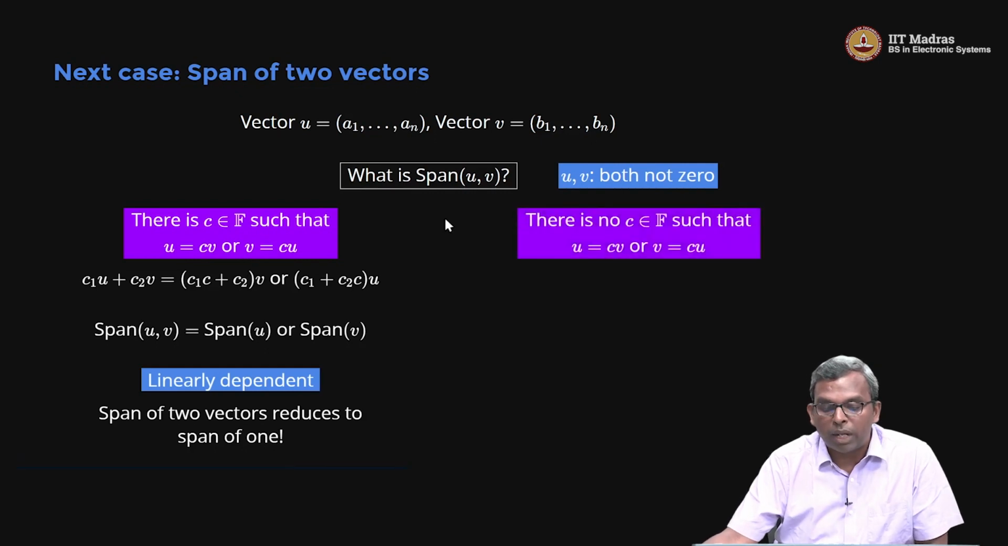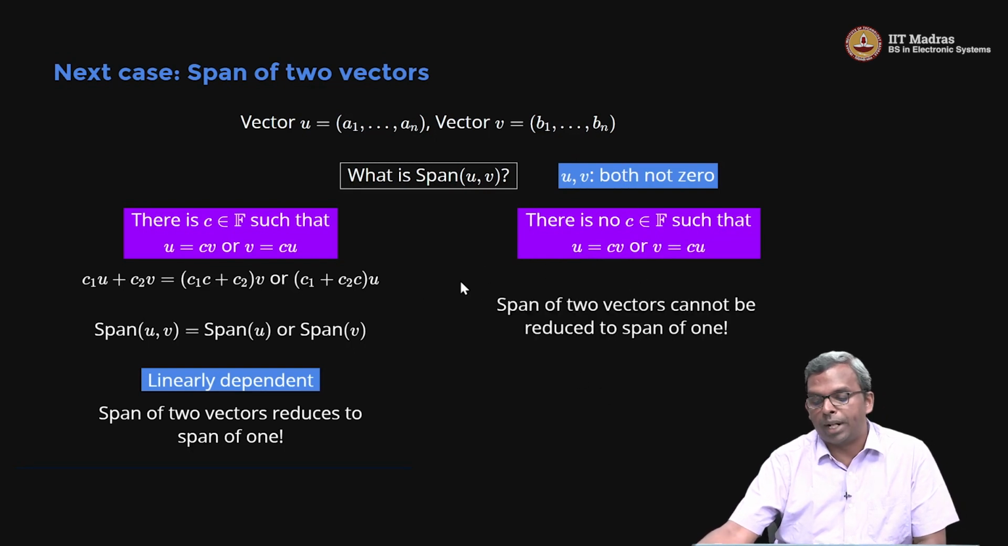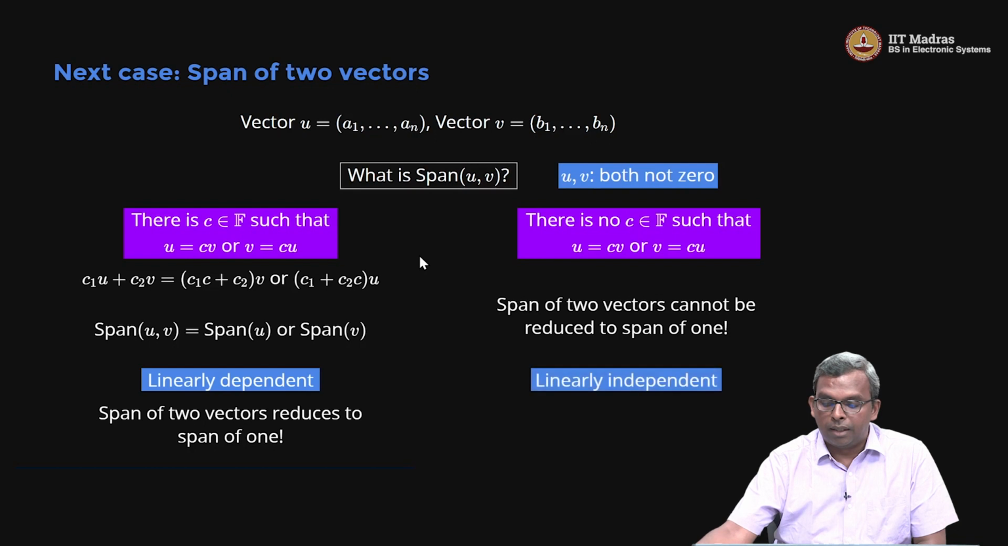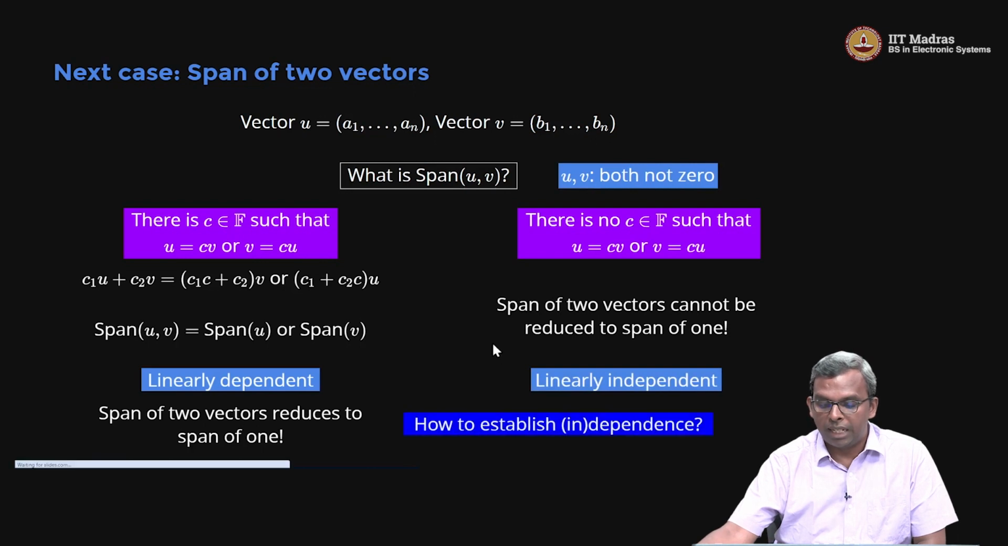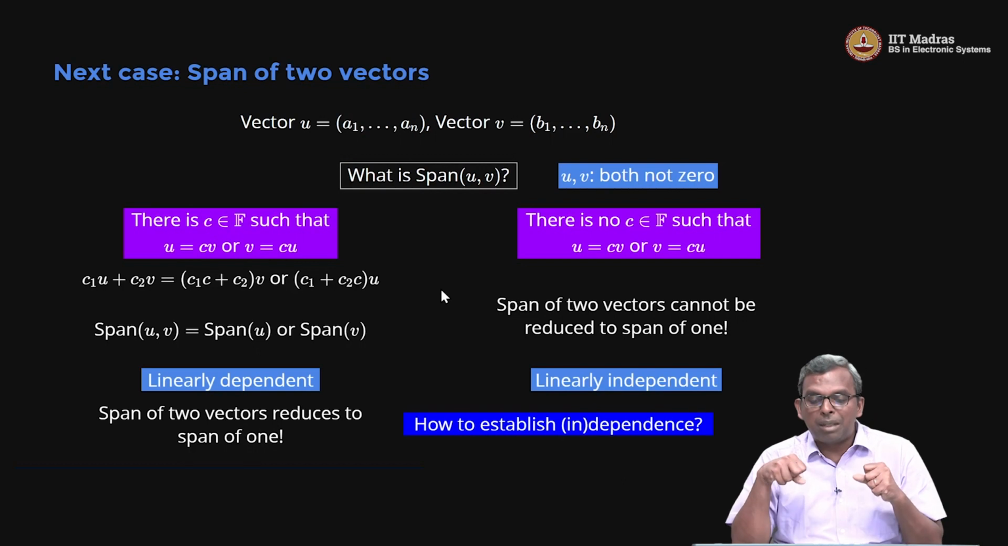On the other hand, if you can establish that there is no scalar c for which u is cv or v is cu, if these vectors are not multiples of each other, then you cannot reduce the span of two vectors to the span of one. Okay, so this is not possible. So when you can't do this, then you say that u and v are linearly independent. They are not multiples of each other, so they are linearly independent. So the real question is, how do you establish this independence?